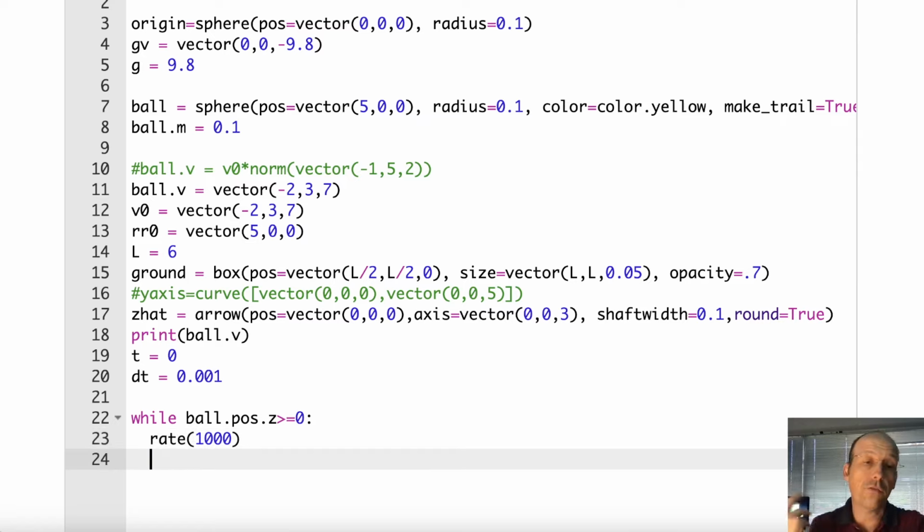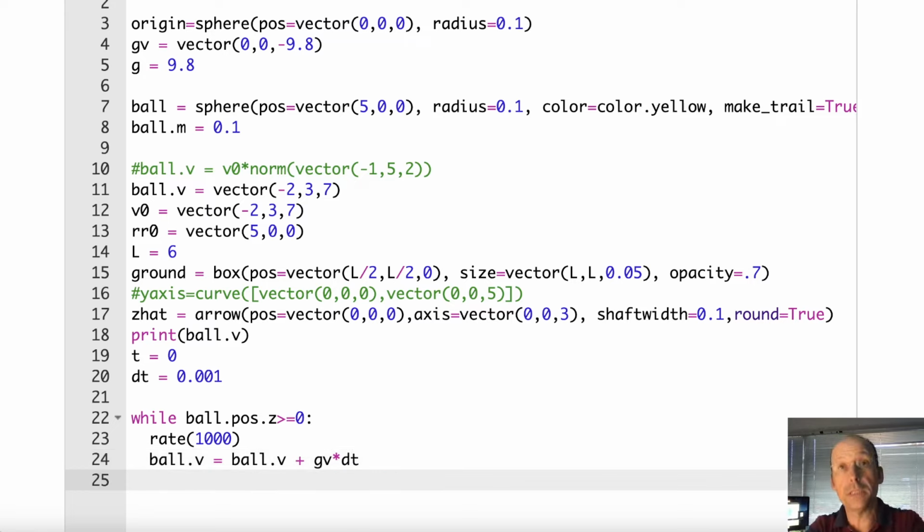Okay, so the first thing I'm going to do is, I don't need to calculate the acceleration because I already have it as gv. So I'm just going to update the velocity of the ball. So ball.v equals ball.v plus gv times dt. gv is a vector, ball.v is a vector. This is a vector equation. This is one of the great things about WebVPython, which is what I'm using here, that I can do these vector equations. I don't need to do an x, y, and z equation. I just do one.